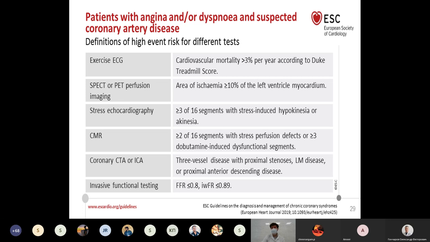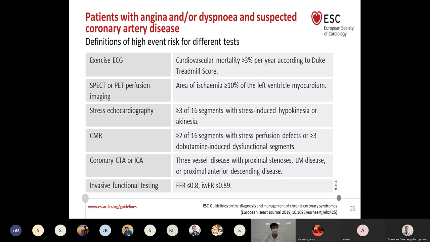So, what method can help you to clearly understand whether your patient is a high-risk individual with established CAD? On this slide, we can see a list of methods: exercise ECG, SPECT and PET perfusion imaging, stress echocardiography, cardiac MRI, coronary CT scan, and invasive functional tests. Please be sure that exercise ECG is not recommended for all patients with suspected CAD. First, we have to visualize with non-invasive angiography that plaque formation is present and forms a critical stenosis. After that, you can confirm the ischemia if other methods of visualization are non-conclusive.